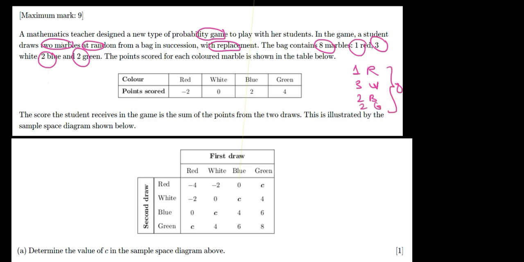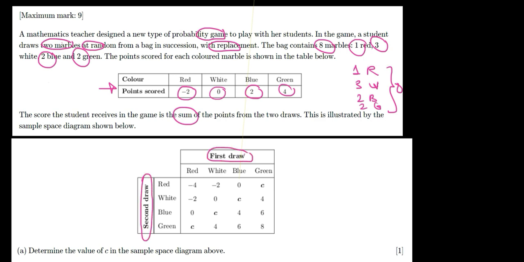Alright, the points scored for each colored marble is shown in the table below. So here's what we get for a red: -2, white gives us 0, blue gives us 2, green gives us 4. The score the student receives in the game is the sum of the points from the two draws. This is illustrated by the sample space diagram shown below. Let's make sense of this a bit. We have the first draw, we have the second draw.